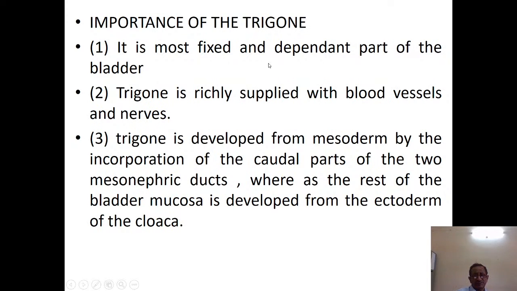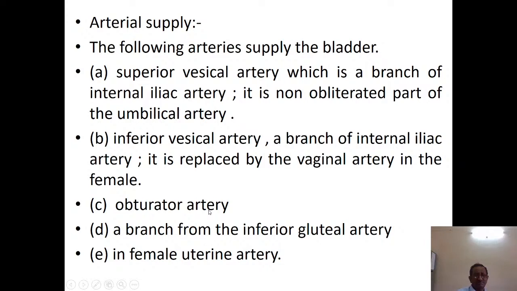Now, importance of the trigone. It is the most fixed and dependent part of the bladder. Trigone is richly supplied with blood vessels and nerves. Trigone is developed from mesoderm by incorporation of the caudal parts of the two mesonephric ducts, whereas the rest of the bladder mucosa is developed from the ectoderm of the cloaca.